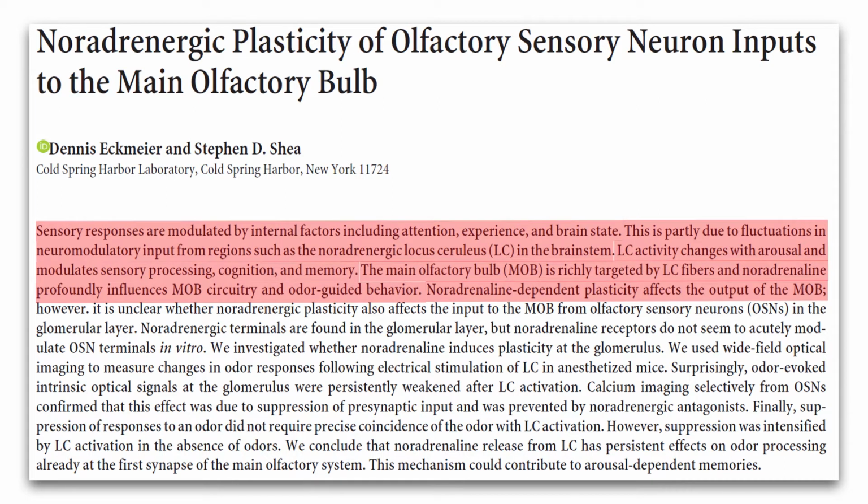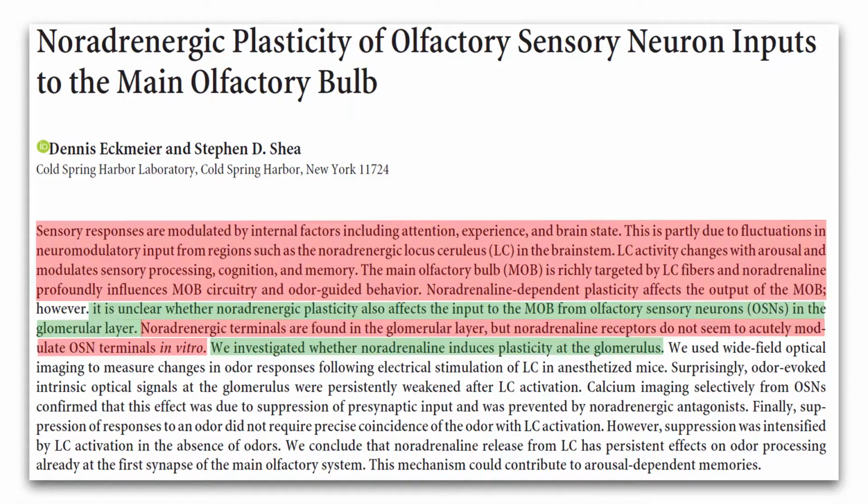And then finally I get to the question. It is unclear whether noradrenergic plasticity also affects the input to the main olfactory bulb from olfactory sensory neurons in the glomerular layer. I give yet more introduction by saying noradrenergic terminals are found in the glomerular layer, blah blah. And then again I tell the people what my question is by saying we investigated whether noradrenaline induces plasticity at the glomerulus. And then finally I get to the methods and the approach. We used wide field optical imaging to measure changes in odor responses following electrical stimulation of locus coeruleus in anesthetized mice.